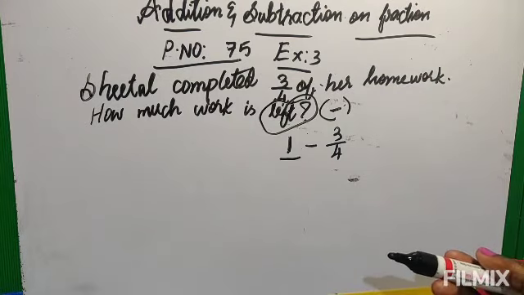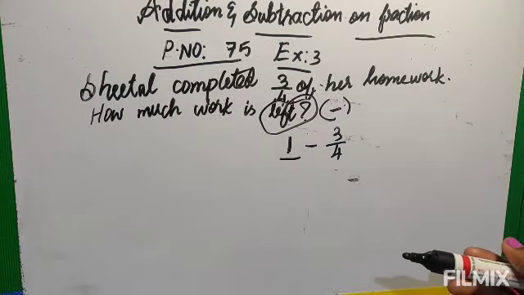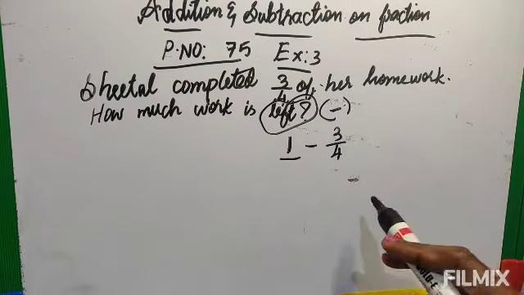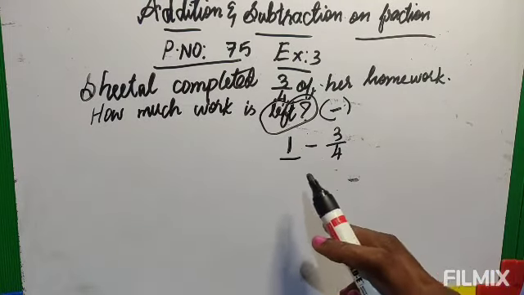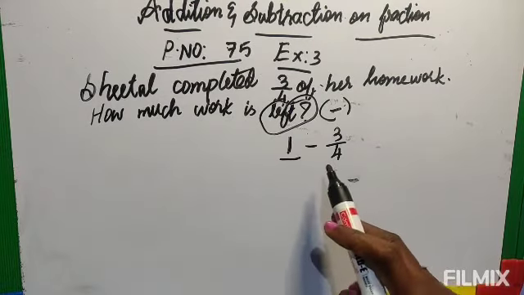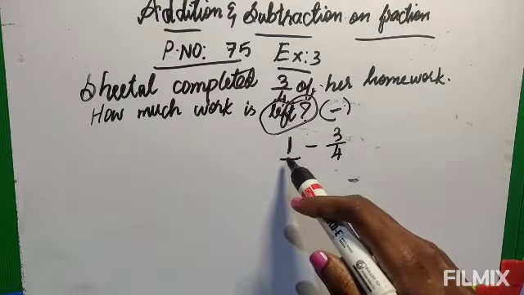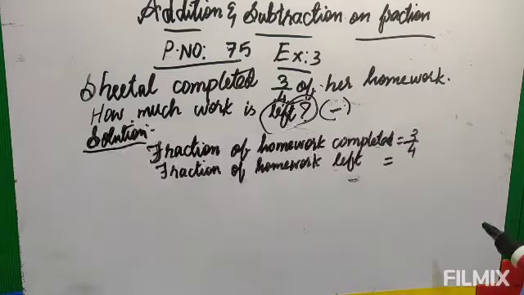Improper fractions have the whole number plus a proper fraction. But all proper fractions are smaller than the whole number, which means smaller than 1. So now we have to find this answer. From the whole you have to minus 3 by 4. So let's do it now.